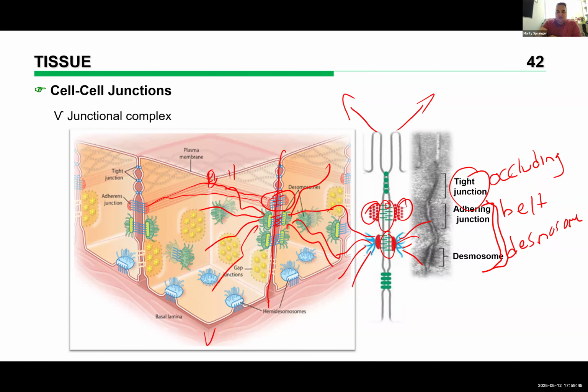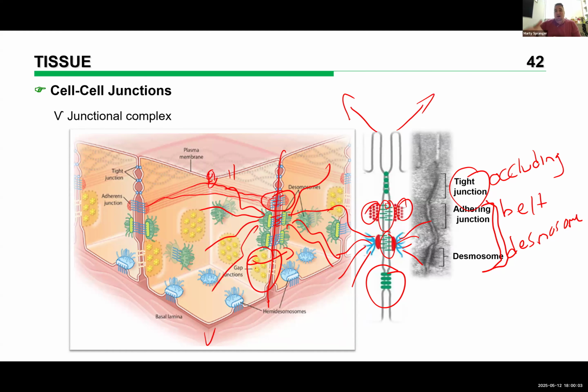Also on the lateral side of cells, we do find gap junctions, but please note that they're not part of a junctional complex. They're communicating junctions. They allow cells to communicate with one another. ATP, ions, stuff like that can cruise through these junctions. And then, one last thing, sorry.